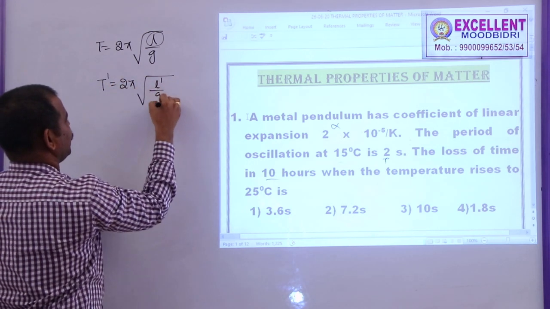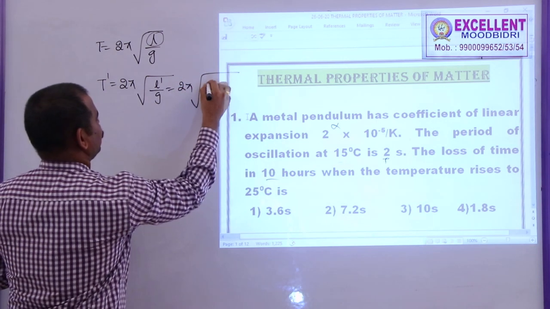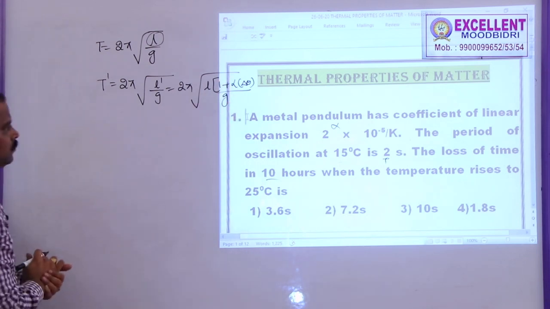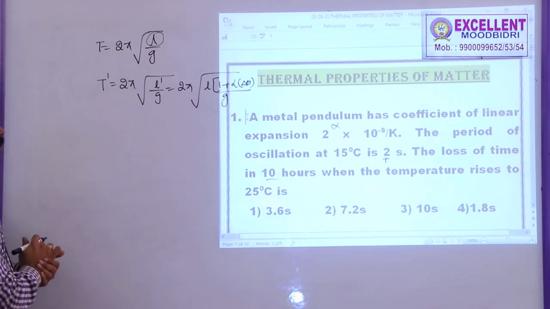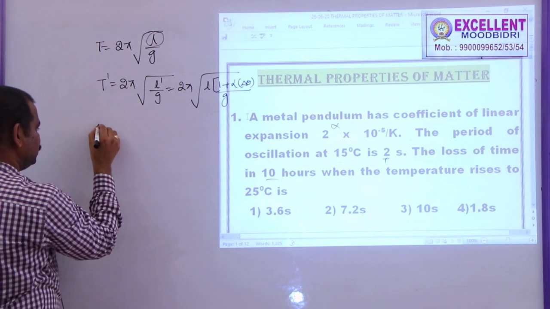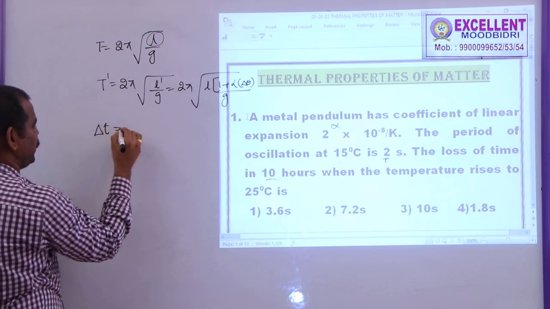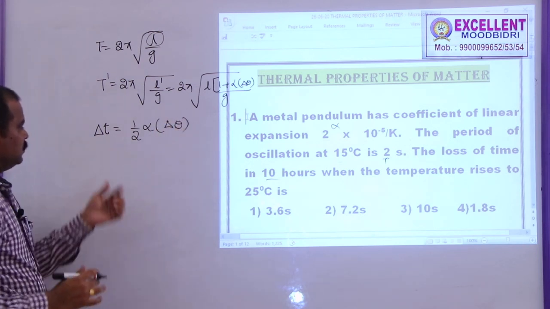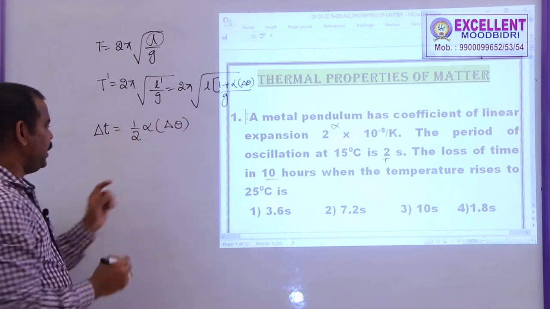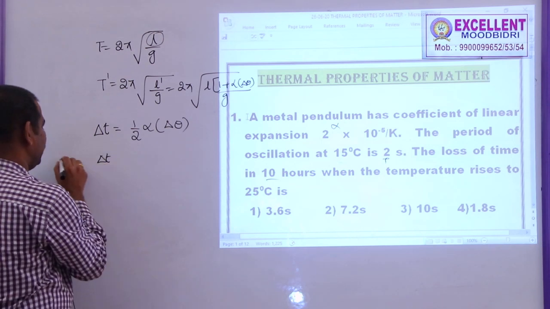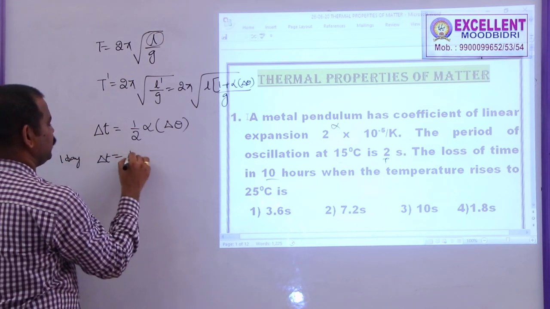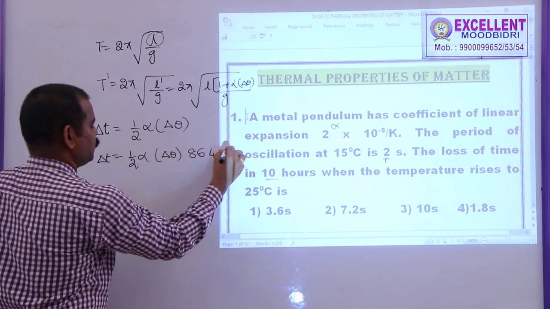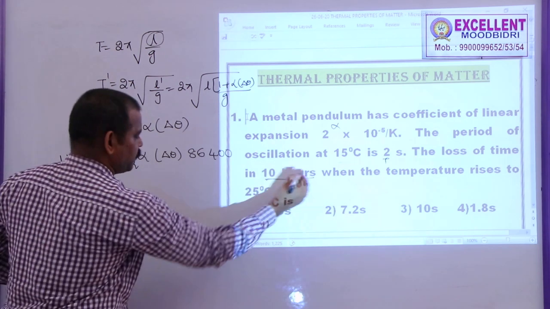This is L dash by g, which you can write as 2 pi root L into 1 plus alpha delta theta by g. Now, if you simplify this equation, finally you will get the loss of time, delta T, as half alpha delta theta. This is the time for 1 second. For 1 day, delta T is given by half alpha delta theta into 86,400 seconds per day. But here they are asking for 10 hours.